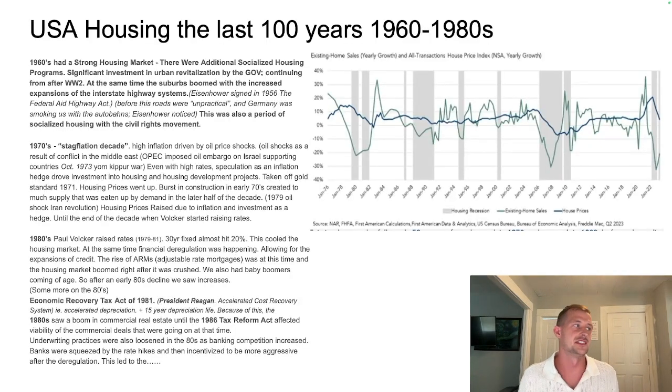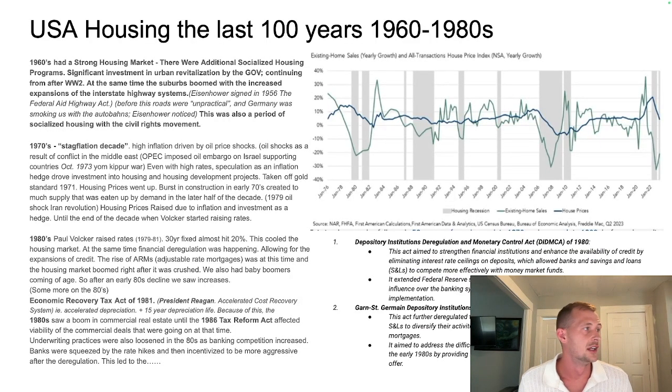So the 1960s to the 1980s. So 1960s had a really strong market for the most part. There were additional socialized housing programs, significant investment in urban revitalization by the government, continuing from after World War II. So remember how I talked about everything was under rent control? This created slums. So 15 years later, we had to try to fix that because that was a problem.